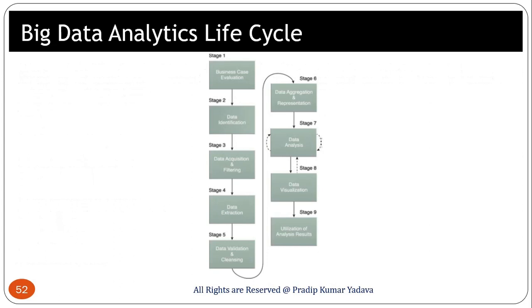So now this is the life cycle. Here you can see the stages represented like stage 1, stage 2, stage 3. Everything is connected to each other, which means stage 9 is connected to stage 1 as well, because this is a step by step procedure. First will be stage 1, second will be stage 2, third will be stage 3, and so on.